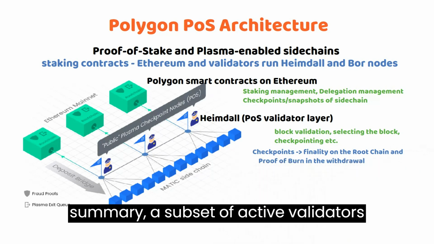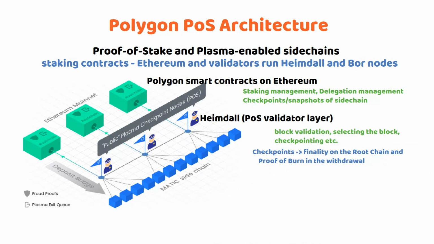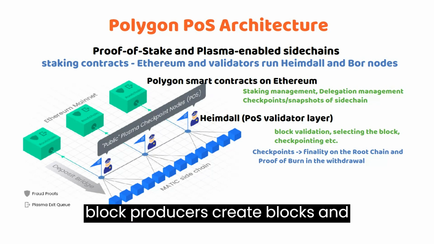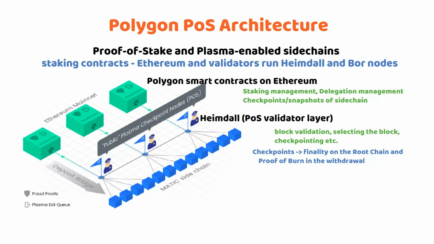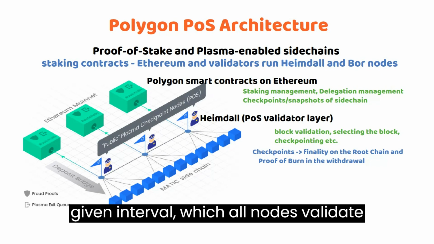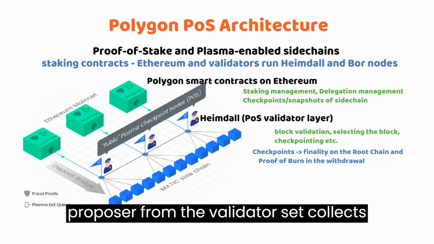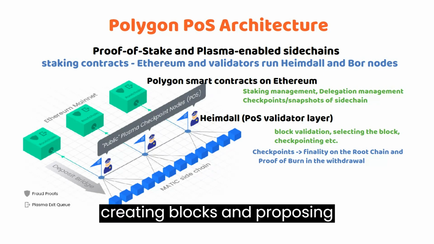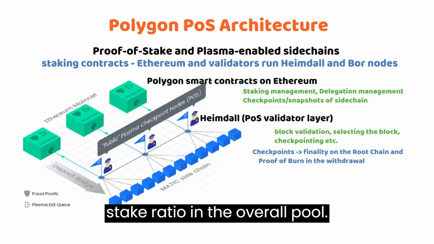In summary, a subset of active validators from the pool are selected to act as block producers for a period, with the selection being agreed upon by at least 2/3 of the validators. These block producers create blocks and broadcast them to the rest of the network. A checkpoint is made up of the root of all blocks created during a given interval, which all nodes validate and add their signature to. A selected proposer from the validator set collects all signatures for a particular checkpoint and commits it to the main chain. The responsibility of creating blocks and proposing checkpoints is dependent on a validator stake ratio in the overall pool.